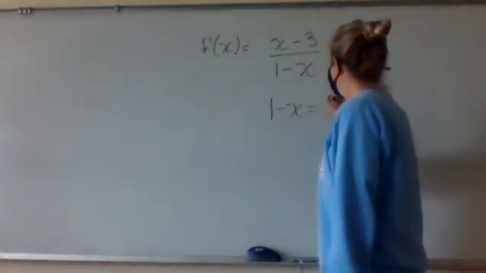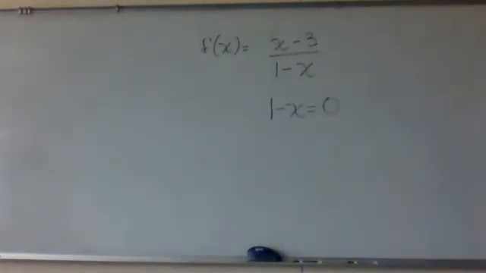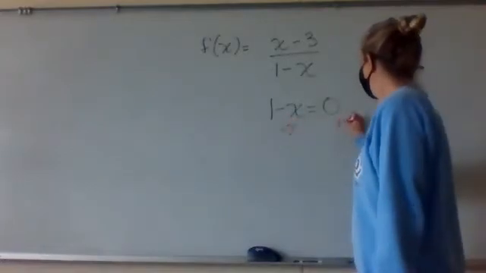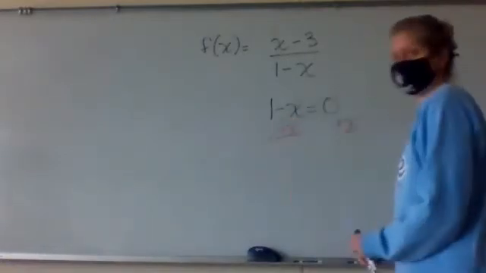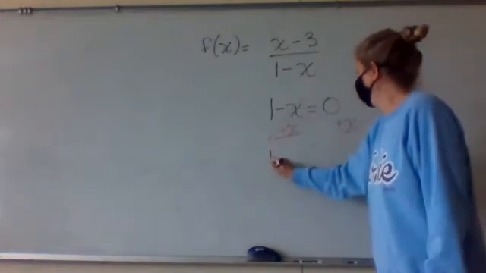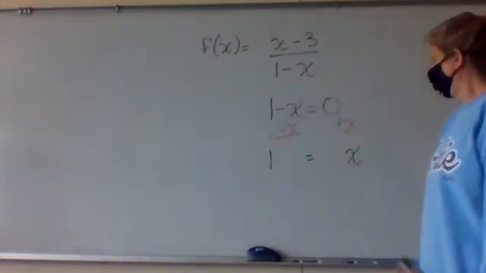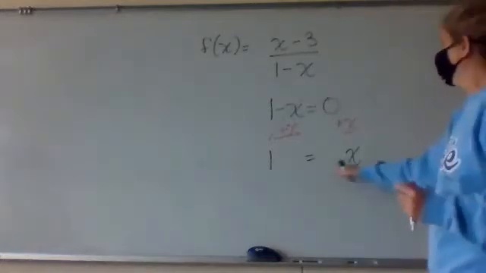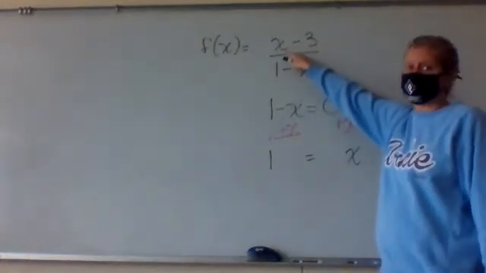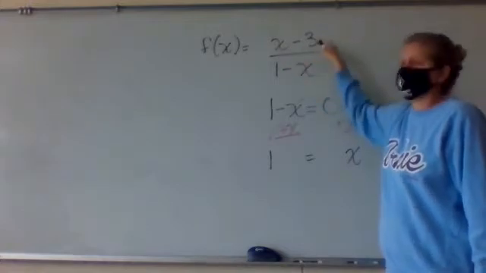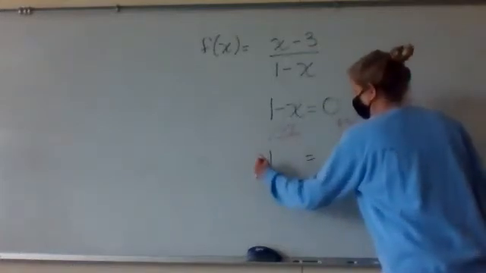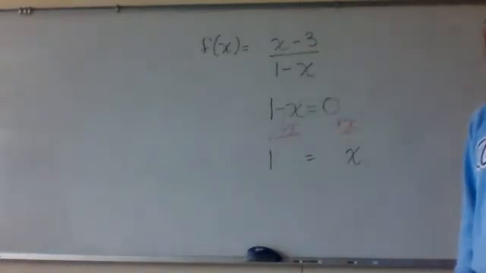So 1 minus x equals 0. I'm going to solve this for x. If I want x by itself, I'm just going to add the x to the other side. So over here, I've just got 1 equals x. So x equals 1 is your vertical asymptote, as long as 1 is not also the 0 of the numerator, which it's not, right? 1 does not turn that numerator into a 0. So that is your vertical asymptote, x equals 1.